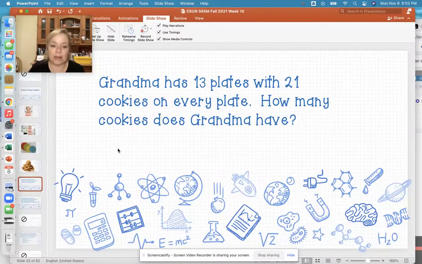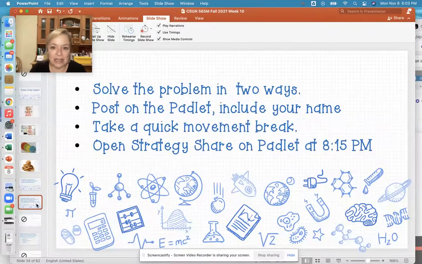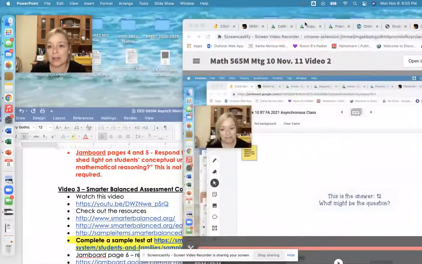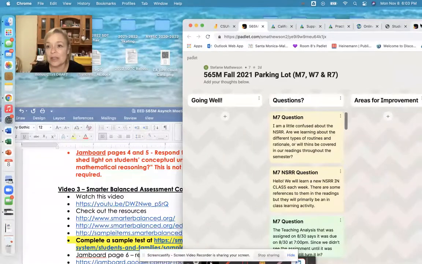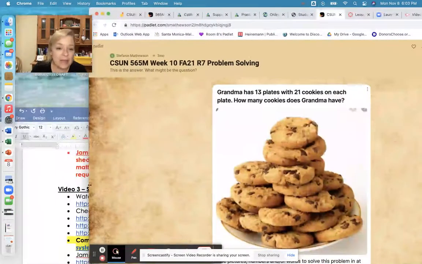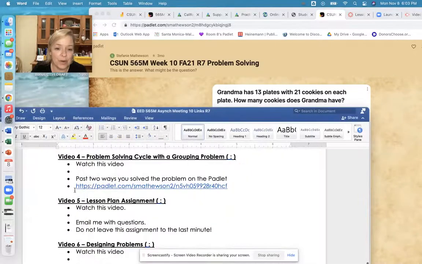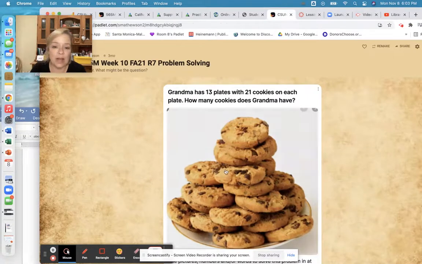Mathematicians, I want you to be thinking about this, and here is your task. I want you to solve the problem in two ways, and I really want you to stay away from the standard algorithm for multiplication. I'm going to invite you to post on a Padlet and include your name on the post. Then take a quick movement break. And we're not going to be able to do an open strategy share because we're here in asynchronous land. But do take some time on Thursday evening to look at the Padlet because it'll be fun to see the strategies. So the Padlet is here, and I have also placed it on your sheet for you right here. This is the Padlet. And here is the problem as well as the cookies here for you.